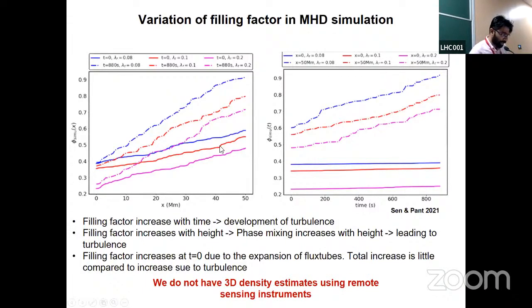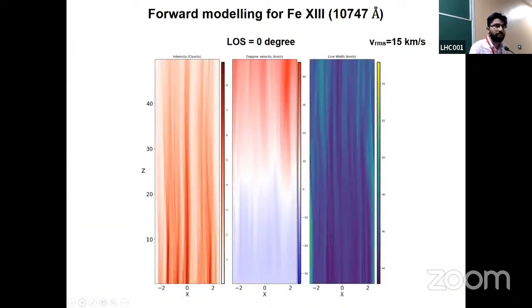But the problem with this method is that we do not have a density estimate from a remote sensing instrument. Here we are directly capturing the density, because those contours were enclosing density. So this is the density filling factor, but that's not what we measure from observation. From observation, we measure something known as the emission from the plasma.